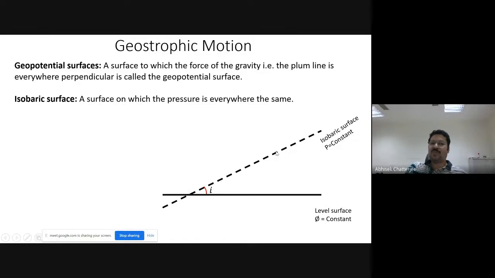There is one more surface that is called isobaric surface. Isobaric surface means a surface on which the pressure is the same everywhere. What is pressure? Pressure is equal to minus rho g z. So it is possible that my isobaric surface is in a tilted form of the level surface. When can it happen? It can happen due to two things. One, suppose you have a wind, so water is piling up somewhere. That can change my geopotential and the isobaric surface.